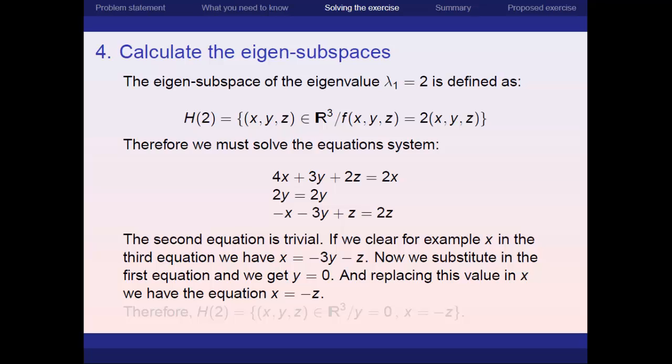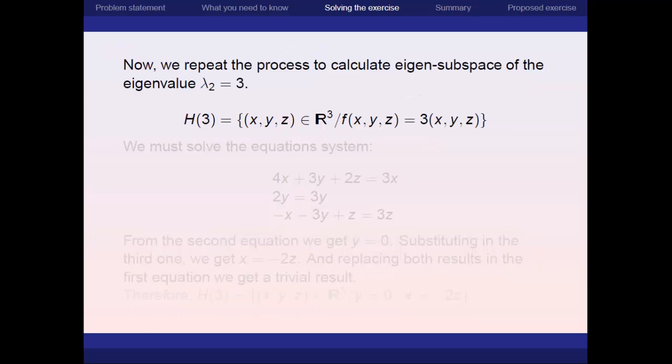The second equation is trivial. If we clear, for example, x in the third equation, we have x equals minus 3y minus z. Now we substitute in the first equation and get y equals 0. And replacing this value in x, we have the equation x equals minus z. Therefore, H of 2 equals (x, y, z) in R3, y equals 0, x equals minus z.